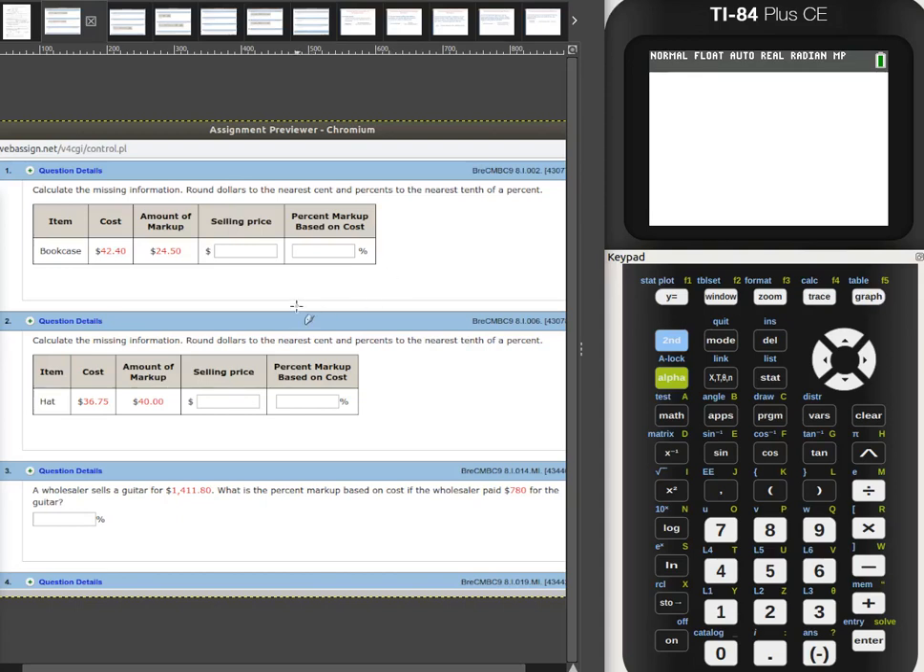Hello everybody, I just want to show some solutions for the Chapter 8 homework that has to do with cost, markup, markdown, sale price, all of those really fun things. And so for these first couple of questions, we are just trying to calculate the missing information.